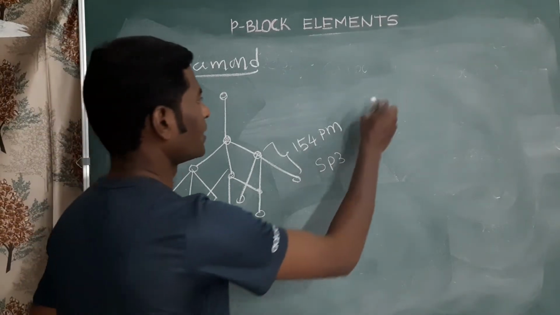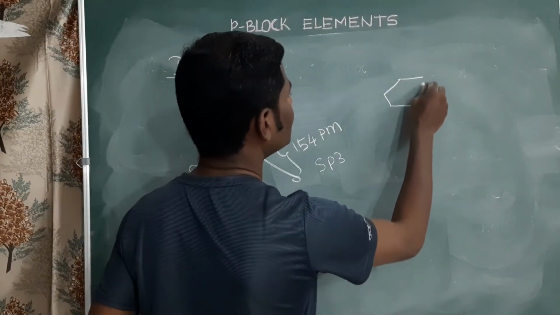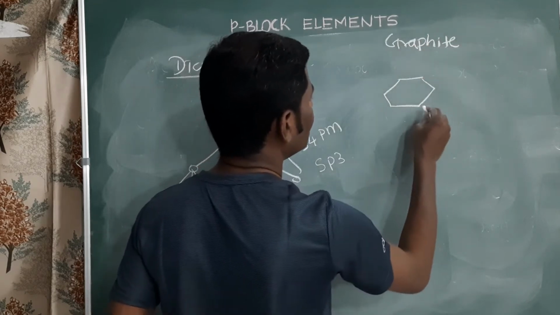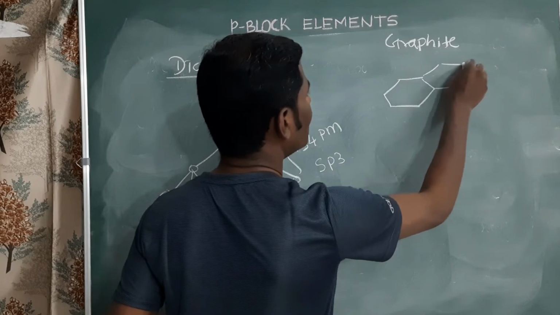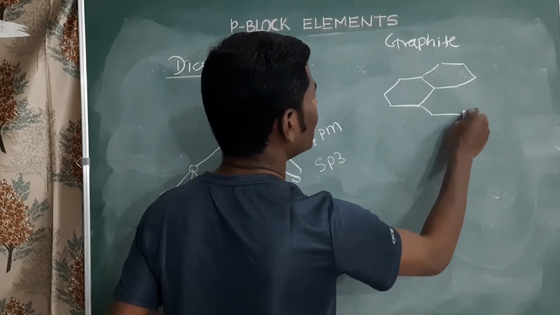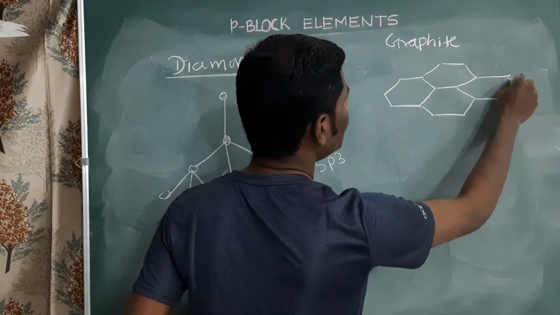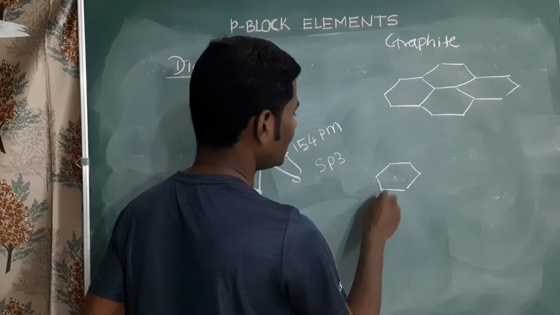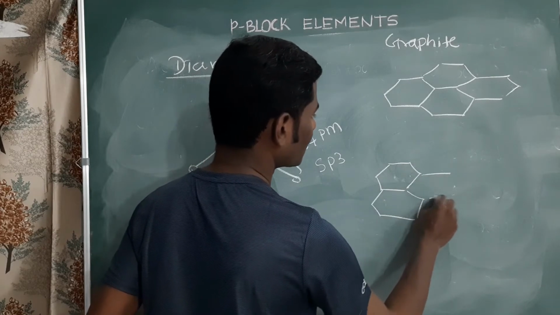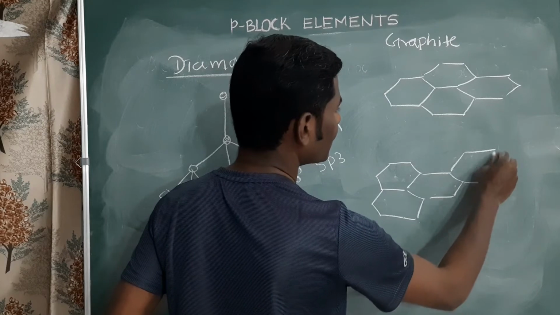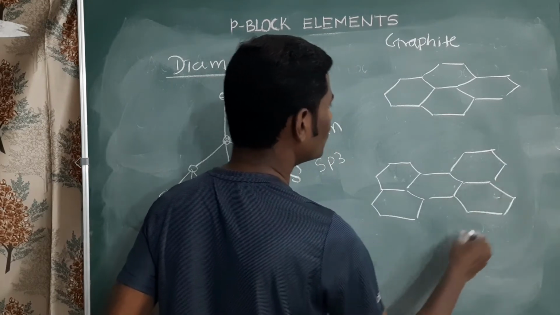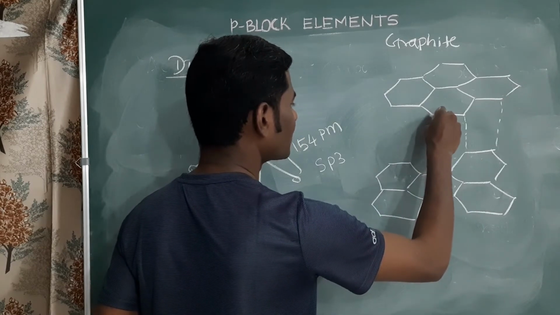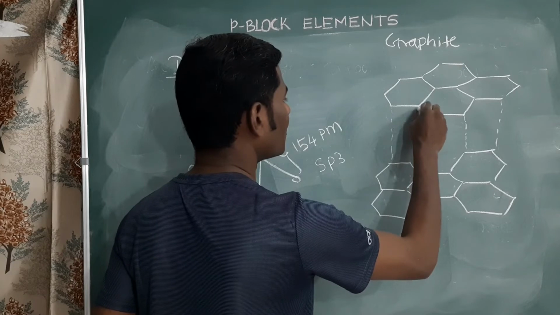On the other side, graphite. It is a hexagonal sheet structure. In graphite, each carbon is bonded with 3 other carbon atoms. So it has one delocalized pi electron. It acts as a good conductor of heat and electricity. So graphite is the only non-metal that can conduct electricity due to the delocalized electron, because only 3 electrons are involved in the formation of bonds.